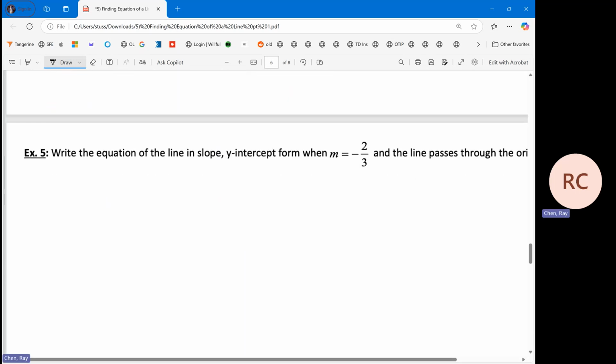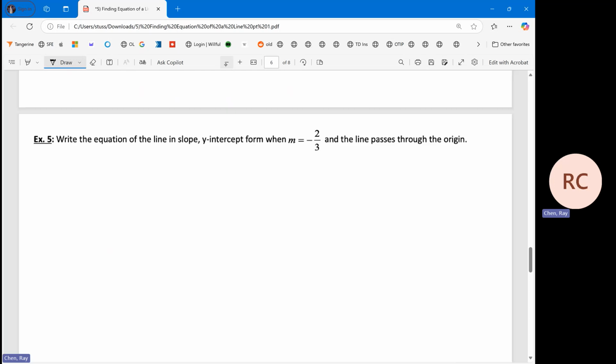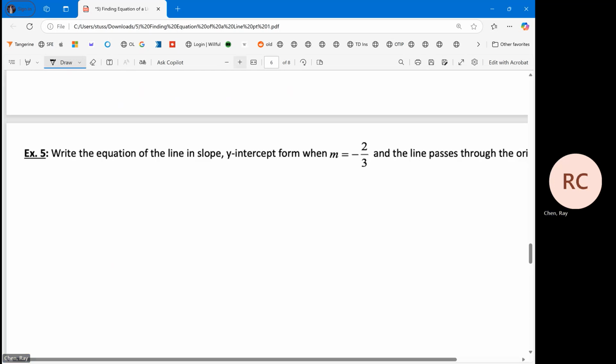Example 5. I might have to zoom out just so that I can see everything. There we go. Write the equation of a line, y-intercept form, when m is equal to negative 2/3 and the line passes through the origin. Now the origin represents 0, 0. And so this is really easy. Some are already understanding, hey, wait a second.